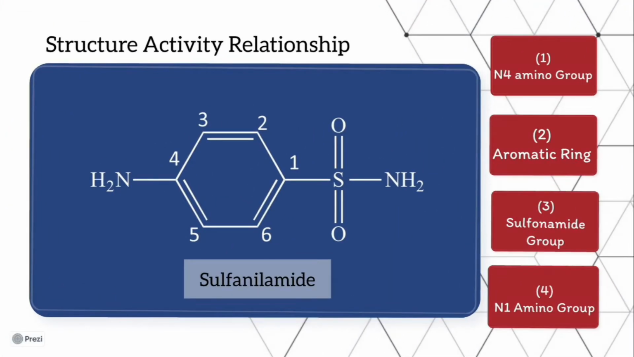This is the general structure of simple sulfonamides. In order to discuss the SAR of sulfonamides, we divide the structure into 4 parts: N4 amino group, aromatic ring, sulfonamide group, and N1 amino group.